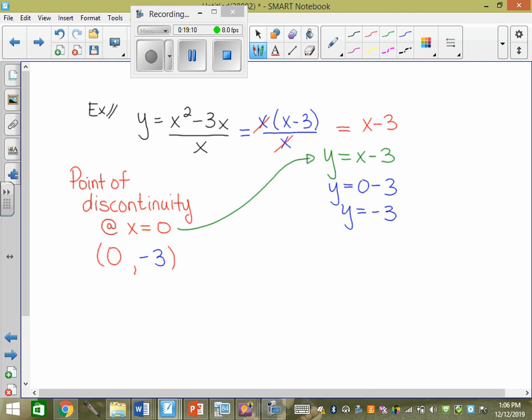Okay, so we have 0 and negative 3. We agree? What graph we actually are going to draw is this graph. So the simplified version of the graph is always what gets drawn. And then you just have to remember to put the point of discontinuity into it. So if we went to go draw this, I'm going to have a line at y-intercept of negative 3 and 1 over 1.